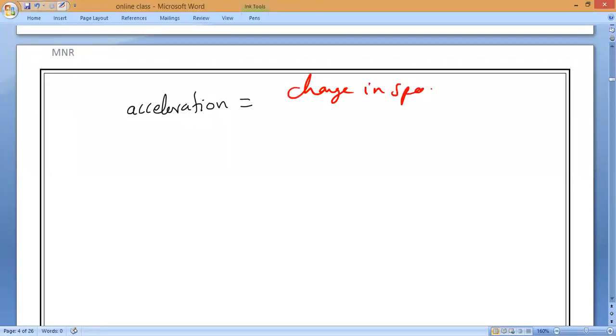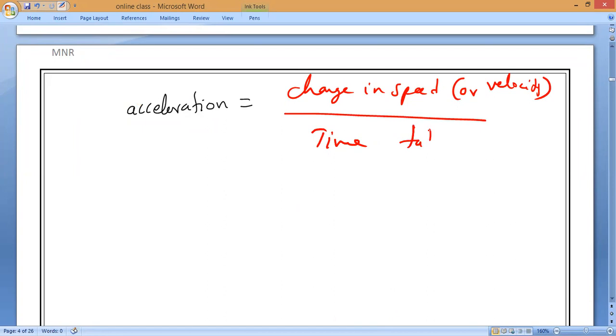Change in speed, or we can also call it velocity, which is causing what, guys? Divided by a given period of time, which will give you what, guys? We will find this one. Acceleration. So that is it.